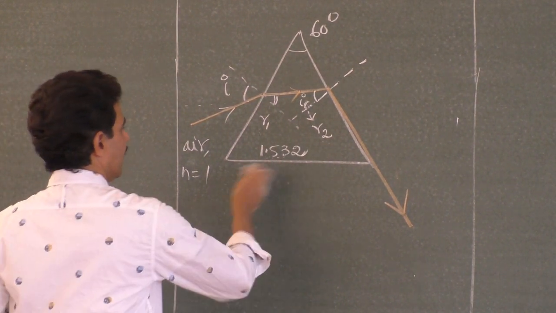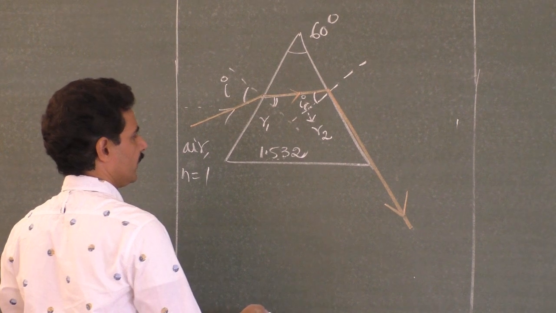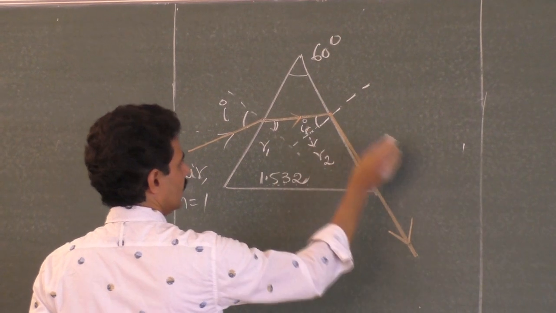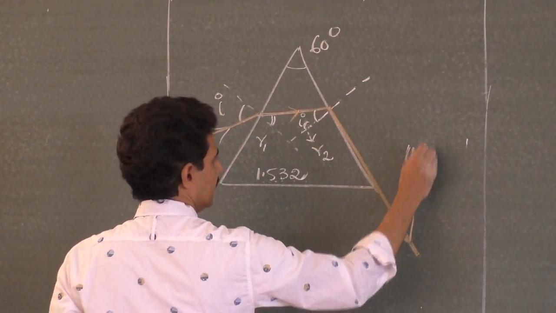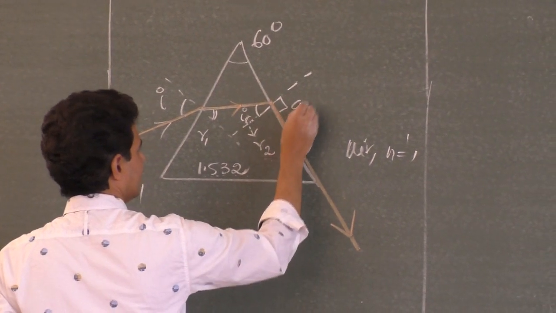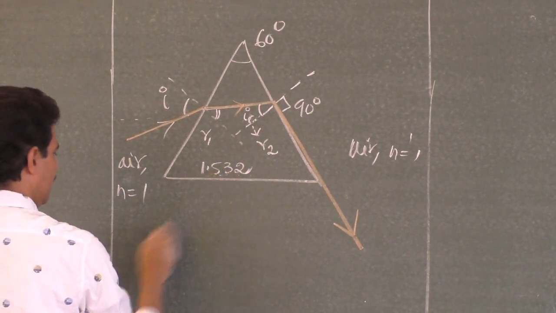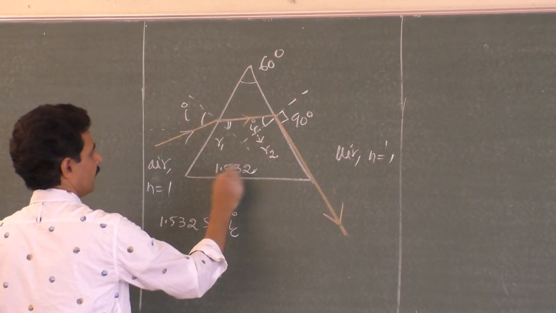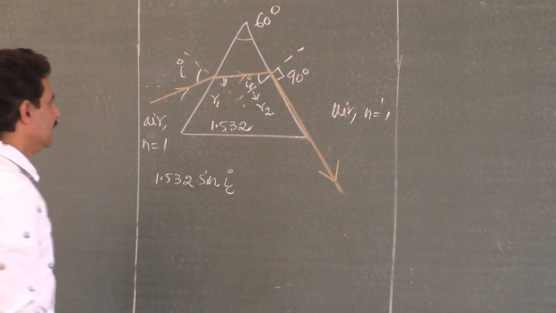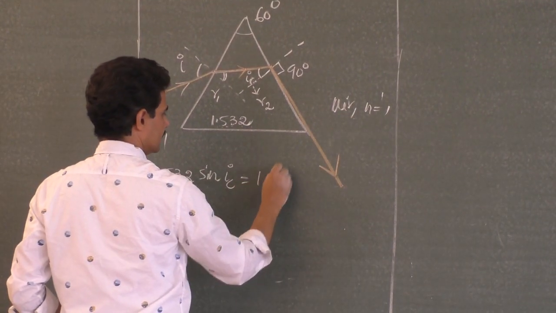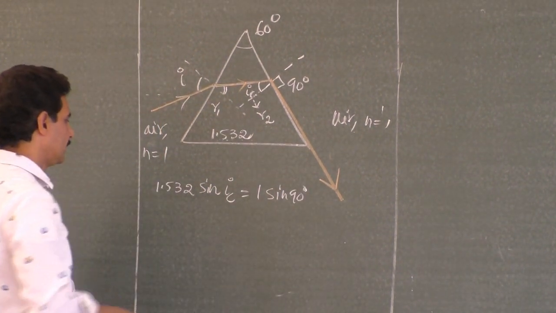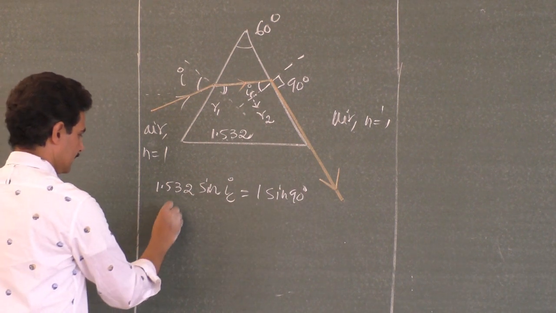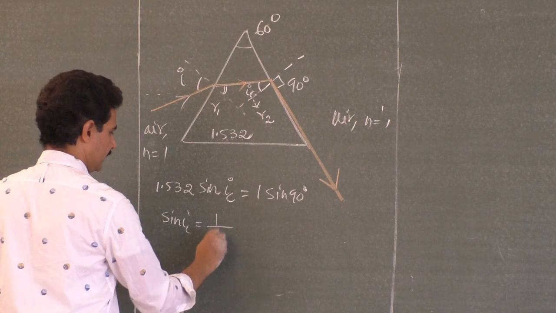You apply the general law, Snell's law itself, everywhere. If you have forgotten the critical angle formula: 1.532 sin IC is equal to 1 sin 90, since the medium outside is air with refractive index 1. So I will apply the general law here: 1.532 sin IC equals 1 sin 90, or N equal to 1 by sin IC. This will be 1. So what is sin IC? Sin IC is equal to 1 by 1.532.